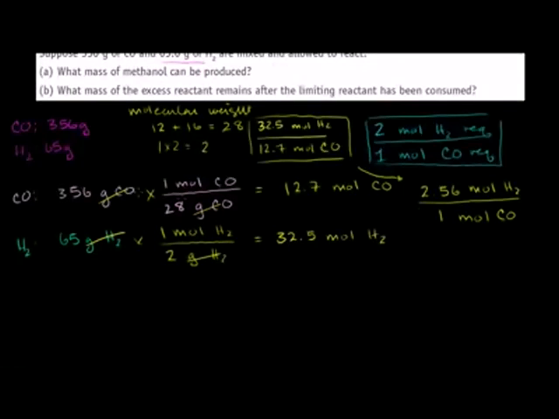So the excess reactant is the hydrogen, and the other one is going to be the limiting reactant. We don't have enough carbon monoxide to react all of the hydrogen, right? We only have 1 for every 2.56, but it should be a 1 to 2 ratio. So carbon monoxide is the limiting reactant.